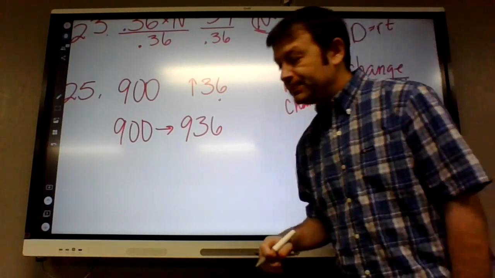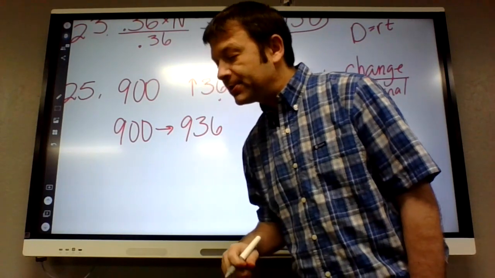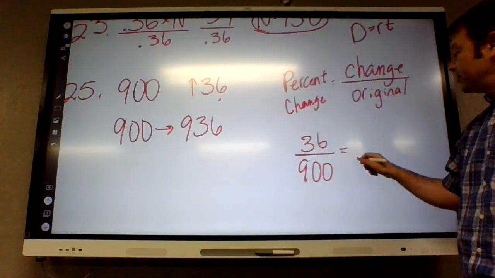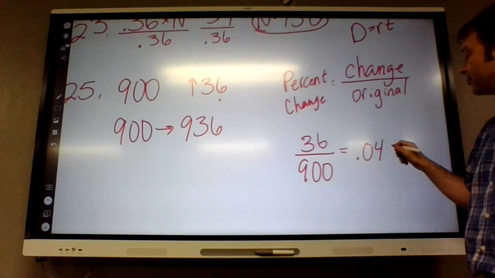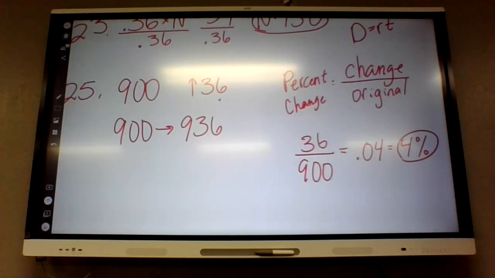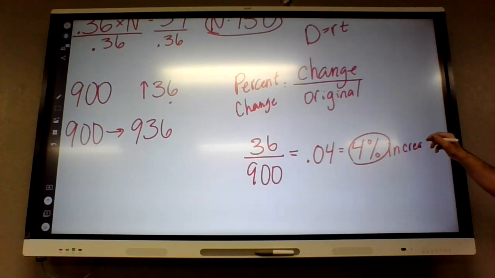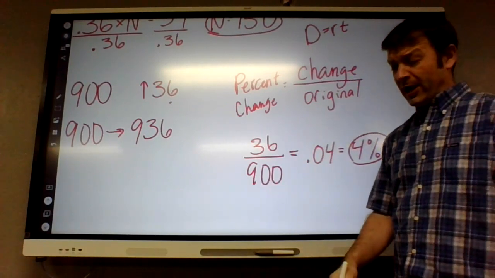0.04. So it says round the answers to the nearest 10, but we're not going to have to round this. 0.04 is what percent? 4%. It was a decimal twice. Maybe I should have written 4% increase just to be a little more accurate.